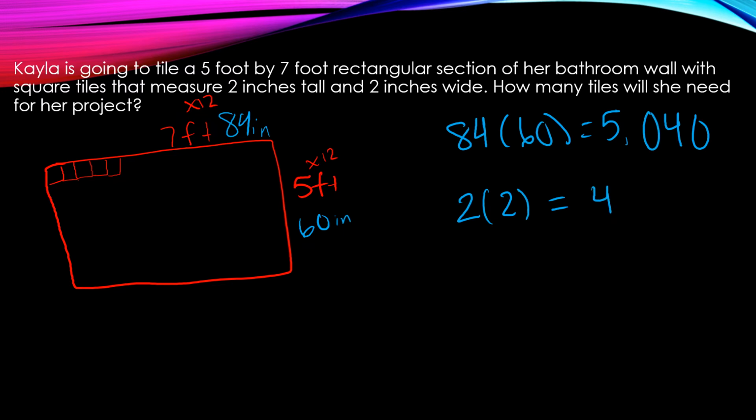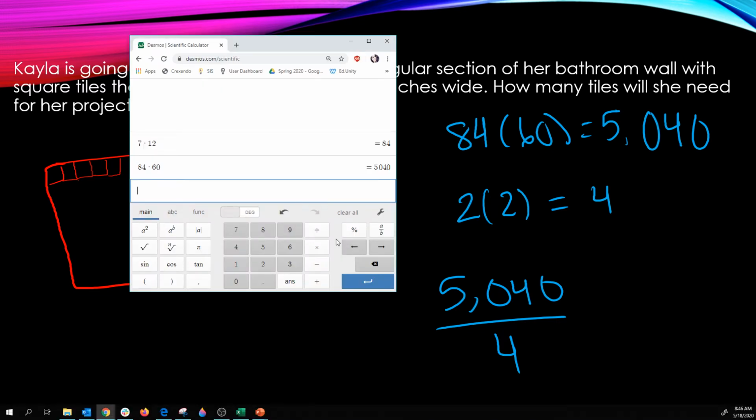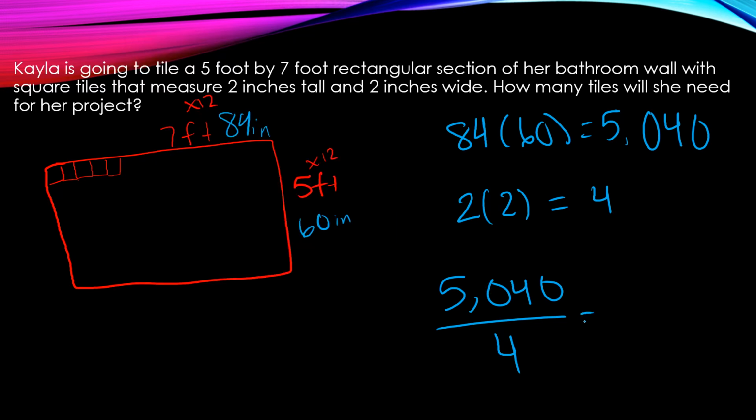So now what we'd want to do, now that we know both of our areas here, is take our areas and divide them. Okay, so we're going to take the area of the wall, which is 5,040, and divide it by the area of each tile, which is 4. And let me bring back my calculator. So 5,040, we're going to divide that by 4, and we get 1,260. So she will need 1,260 tiles to complete her project.